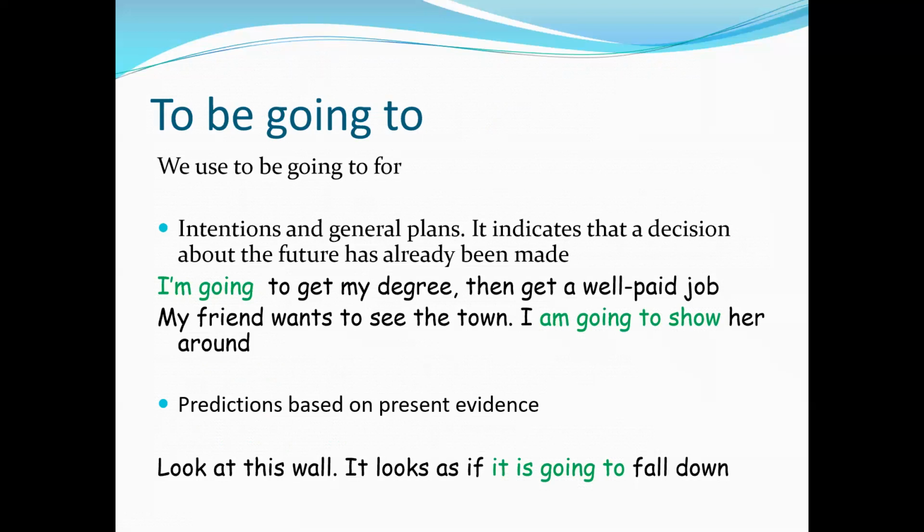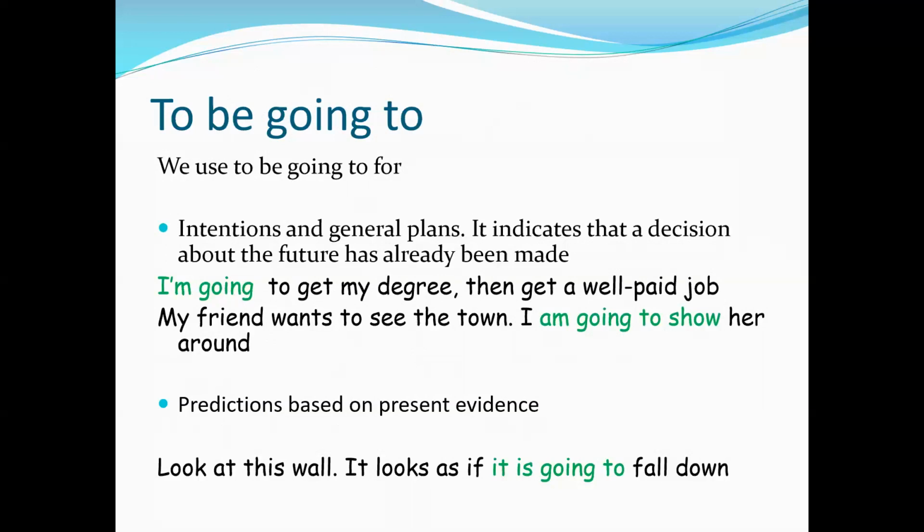We use to be going to when we speak about intentions and general plans. It shows that a decision about the future has already been made. I'm going to get my degree, then get a well-paid job. So it's your plan, your decision. My friend wants to see the town. I'm going to show her around. It's your plan. You have decided to do it.